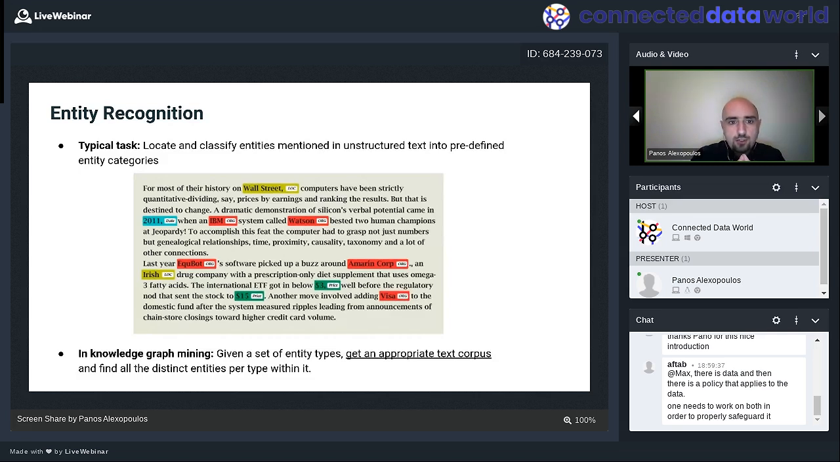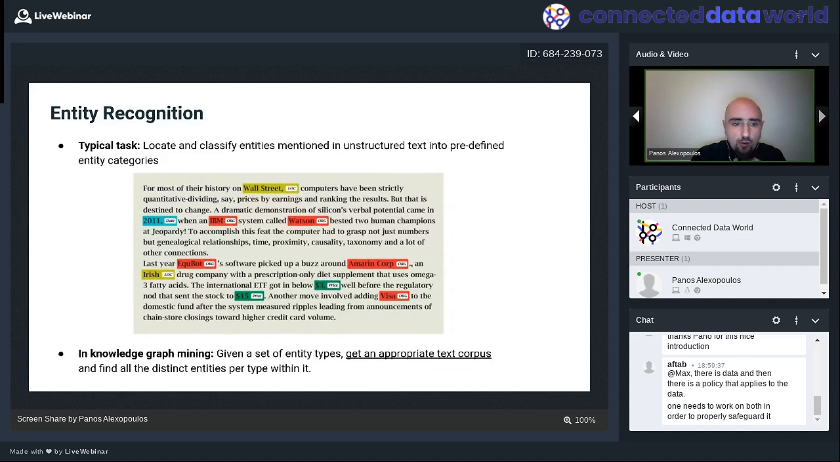So the idea is that we have a set of entity categories or entity types, if you like, and we want to detect all the mentions of these entities within a particular piece of text. In the example that you see in the slide, we have the term Wall Street that indicates a location. We have IBM, which is an organization. We have a system, Watson, which I would say has been wrongly classified as an organization because in reality it's a piece of software. We have $15 being an entity of type price, etc.